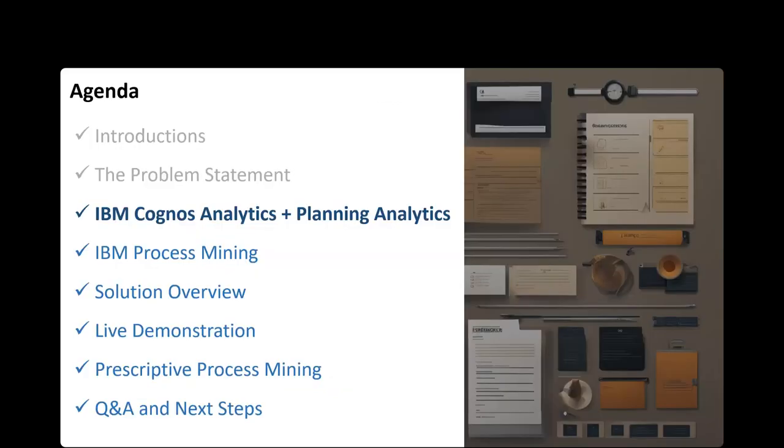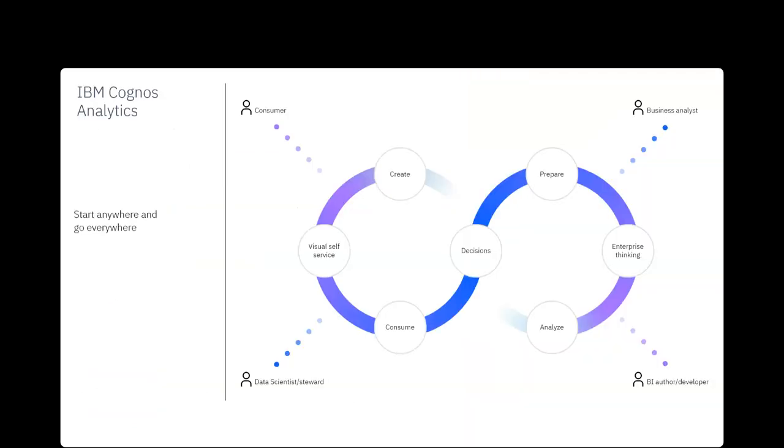So let's talk a little bit about what is IBM Cognos Analytics, what is IBM Planning Analytics. These are two important aspects of our data and AI story. And Cognos is really the BI side of things, the business intelligence showing me the state of my business today. What is happening? Where do I need to pay attention to? What is red? What is green?